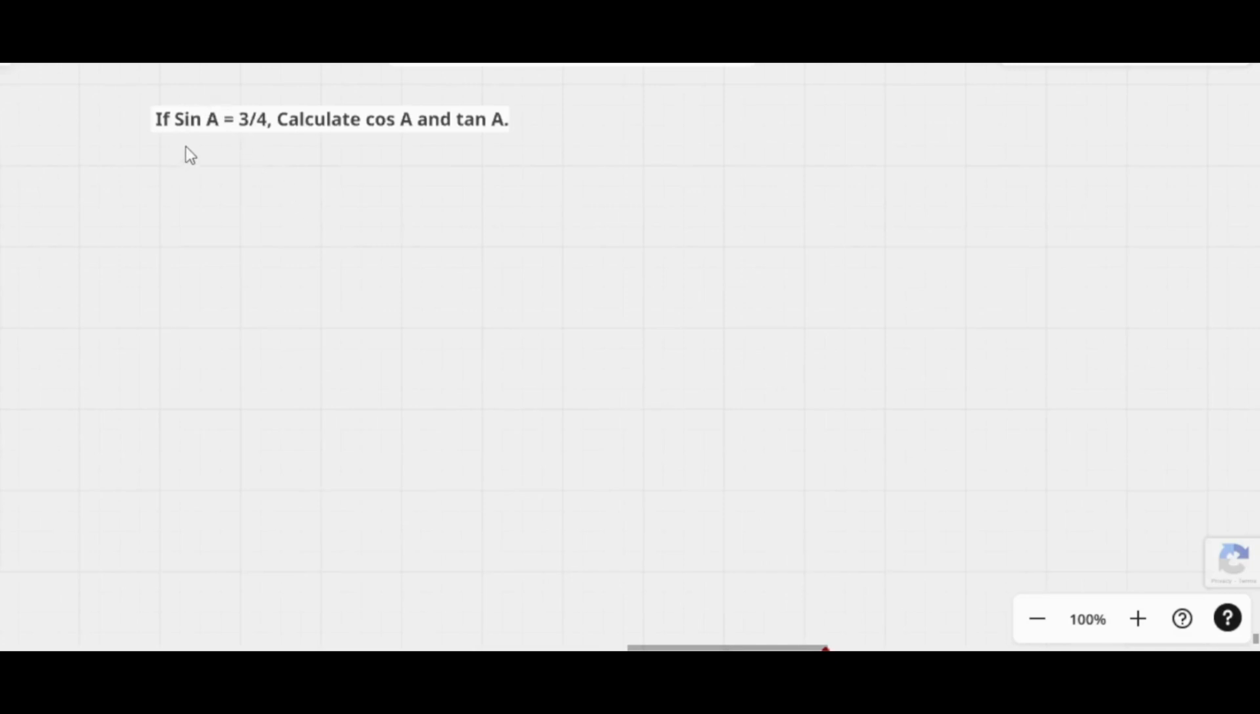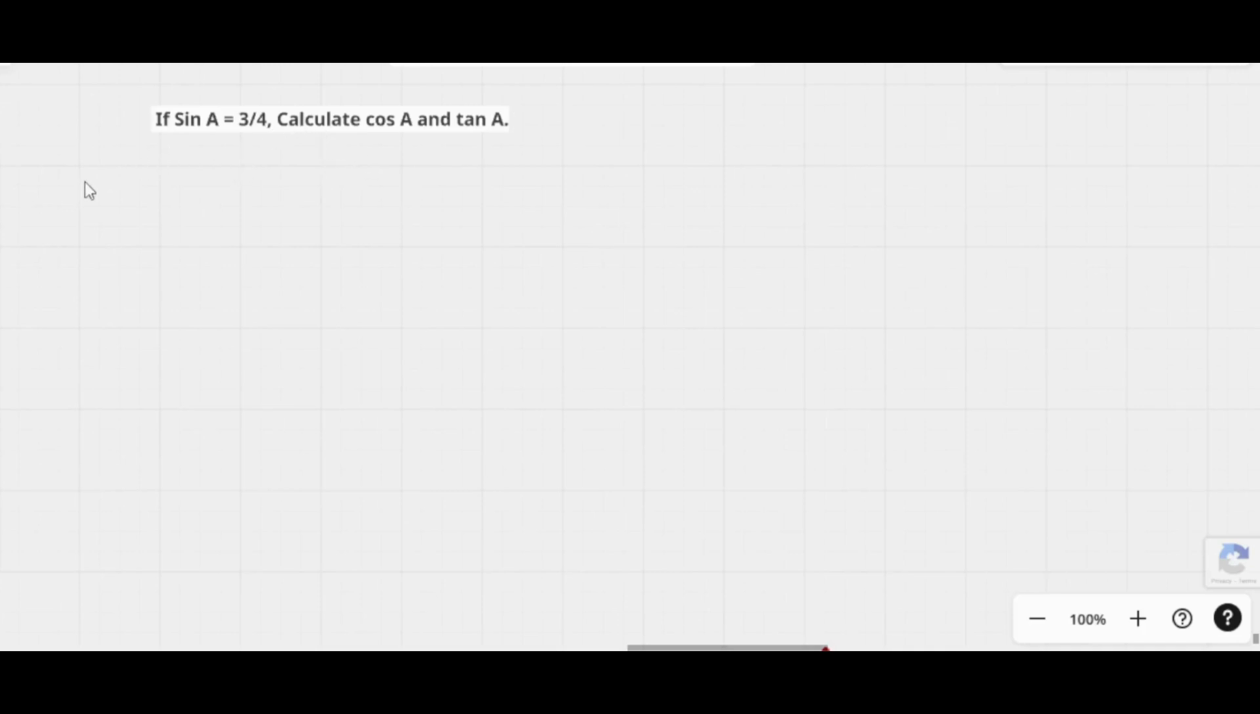Here is your first question. If sin A is equal to 3 by 4, calculate cos A and tan A. We all know that trigonometry terms are completely applied to the right angle triangle only.